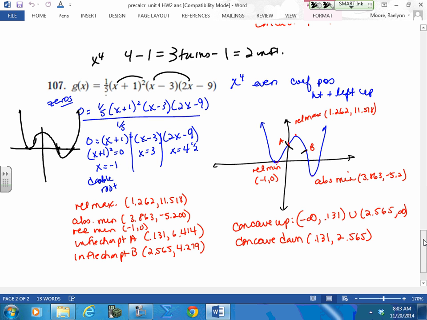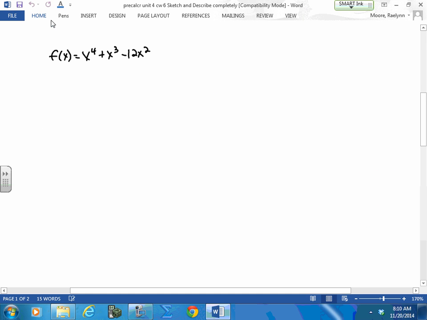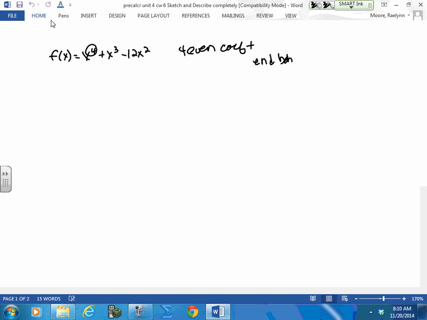Good? Questions? No? All right. This is an even exponent, and your coefficient is positive. So how is the end going to behave? Both up. Good. Both up. Okay. So start now, like here.